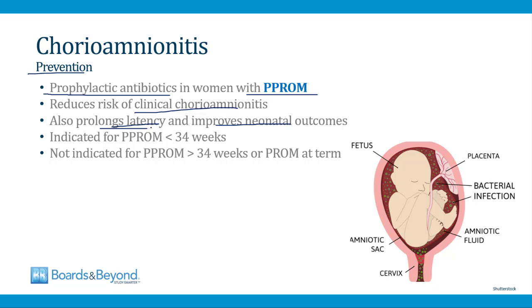And so I talk about PPROM in detail in another video, but just for our purposes here, you should know that prophylactic antibiotics to prevent chorioamnionitis are indicated for PPROM less than 34 weeks. They're not indicated in women who have PPROM after 34 weeks or women who have pre-labor rupture of membranes when they're at term. And that concludes our second video on labor and delivery.